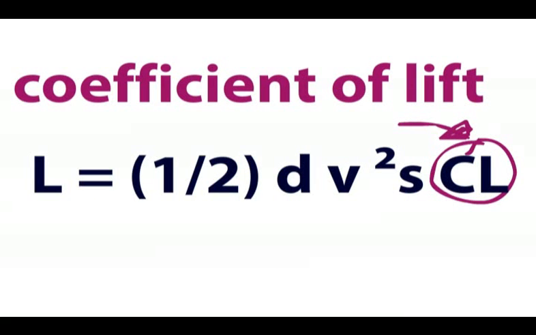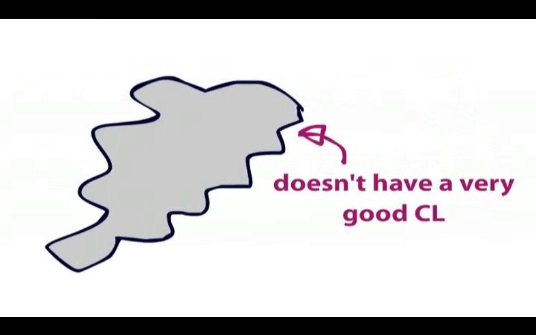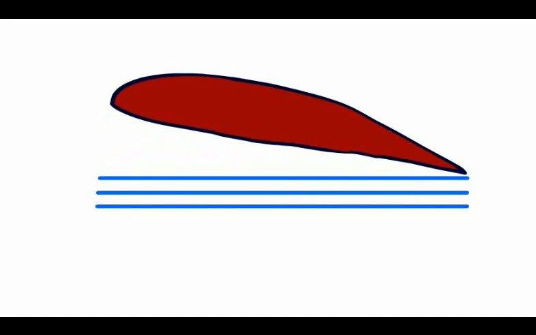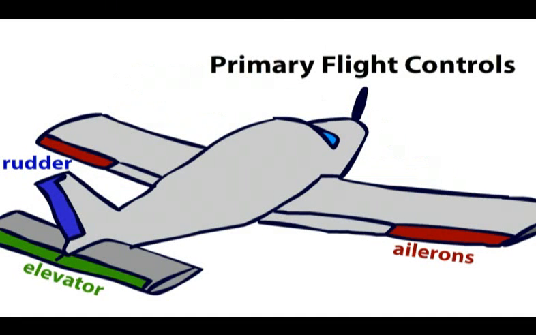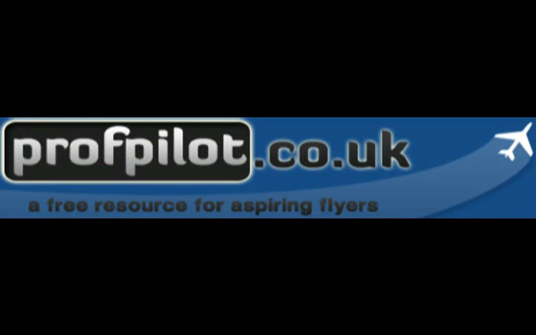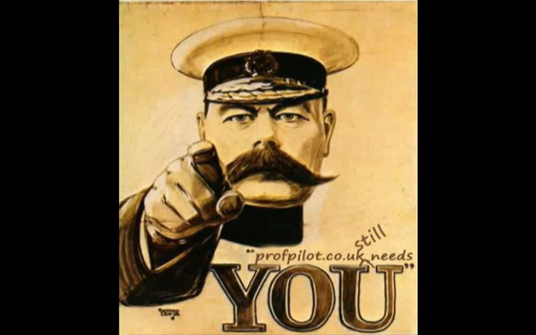This, CL, stands for coefficient of lift, which varies depending on what shape the wing is, and also the angle of attack. The easiest way to control an aircraft is by altering the angle of attack at the various primary control surfaces. Next episode, we will be looking at what angle of attack is, and how it is used to control the aircraft.